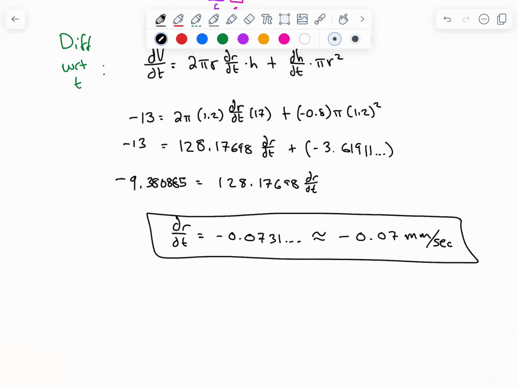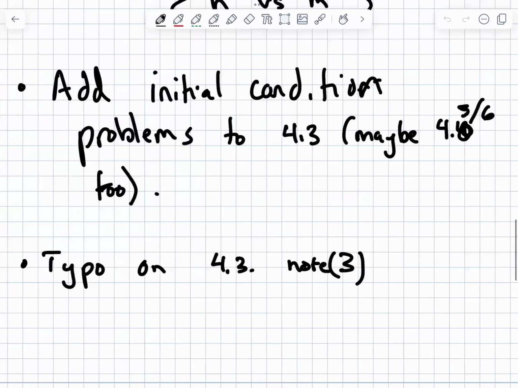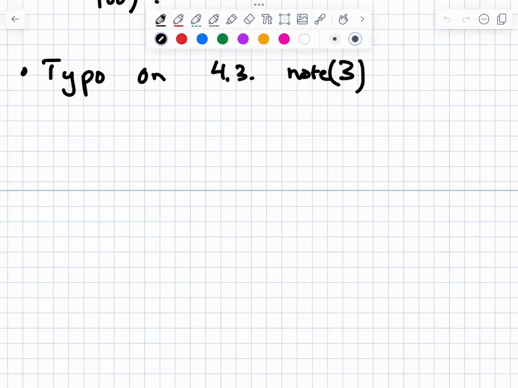Any questions on that? So I'm going to make a note to myself, if you don't mind. That was question 9, right? Answer to number 9.